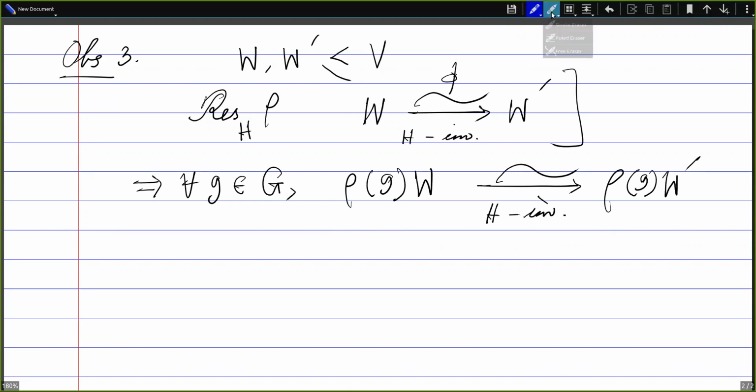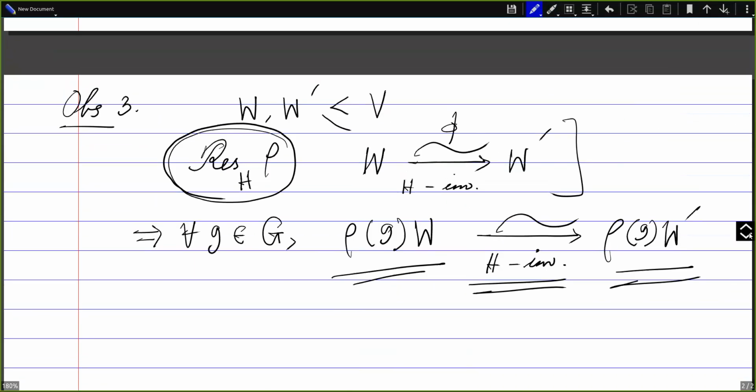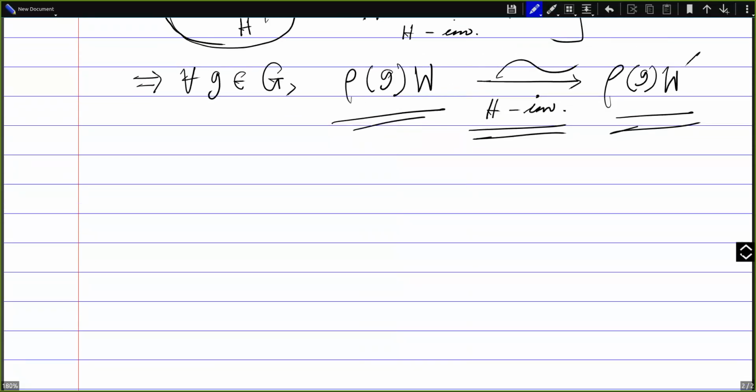as representations. Let me recall, the reason for writing H invariance is that we want to say that the representations of H on this and on that are going to be isomorphic. So how to prove that? For that we have to find an H invariant linear map, and that's quite easy to do.